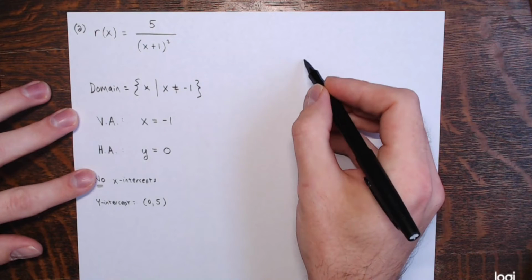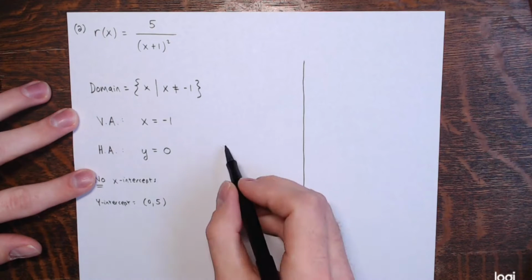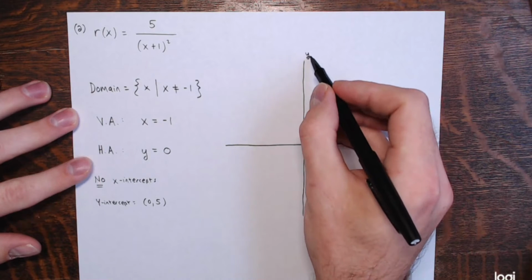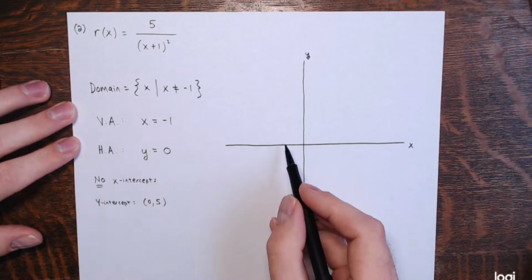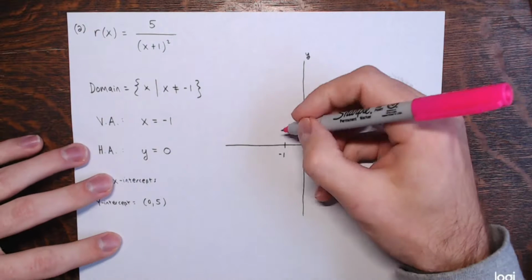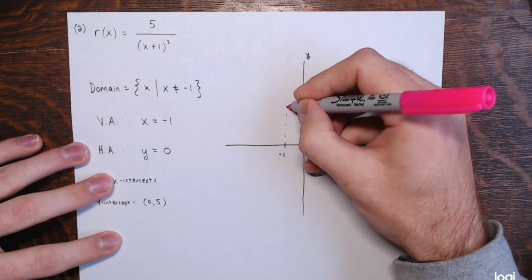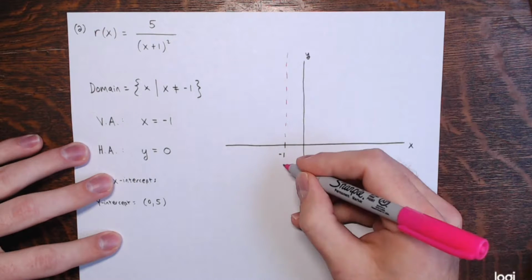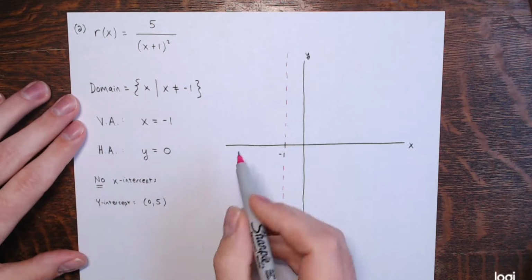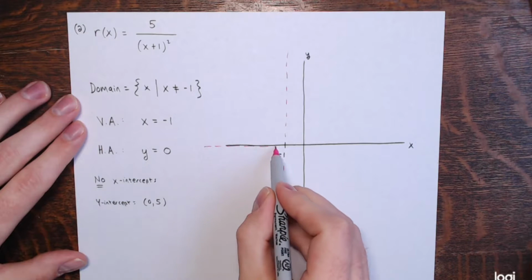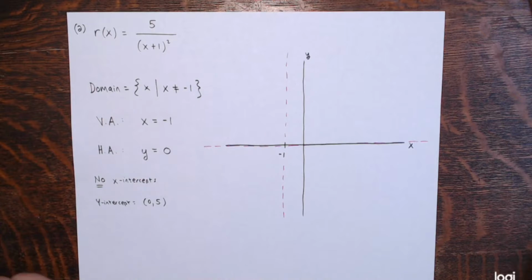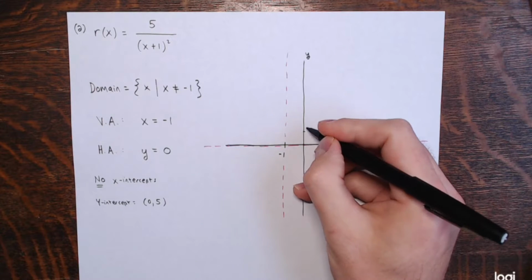Okay, making a rough sketch over here. Again, x equals negative 1. There should be a vertical asymptote. There are no holes, no removable discontinuities, just a vertical asymptote at x equals negative 1. The horizontal asymptote should be the x-axis. It's got the point (0, 5).